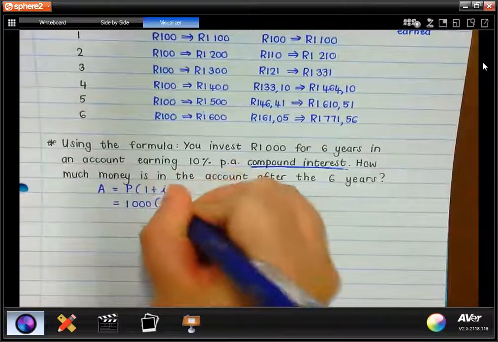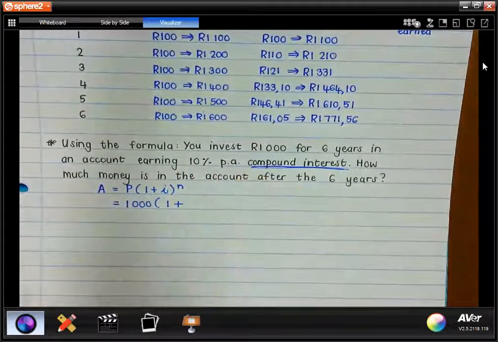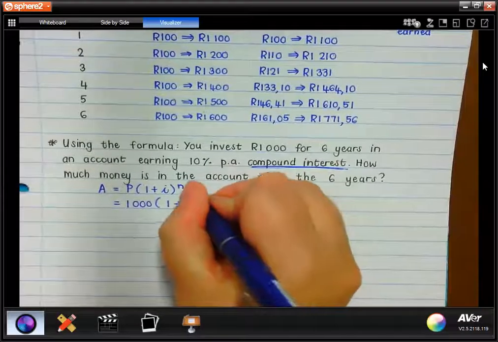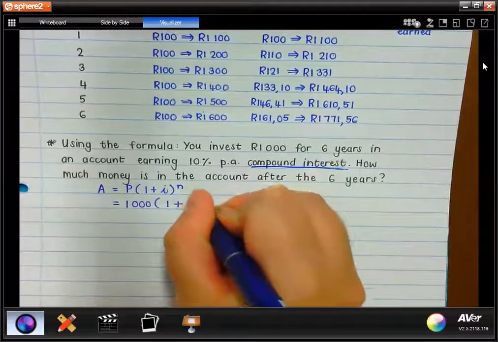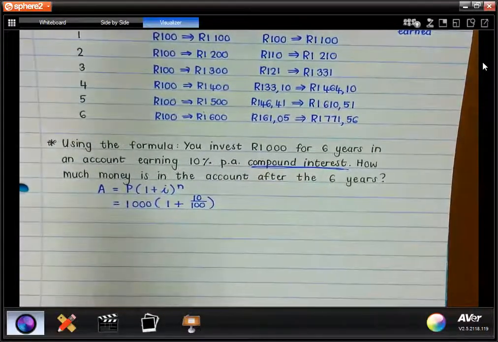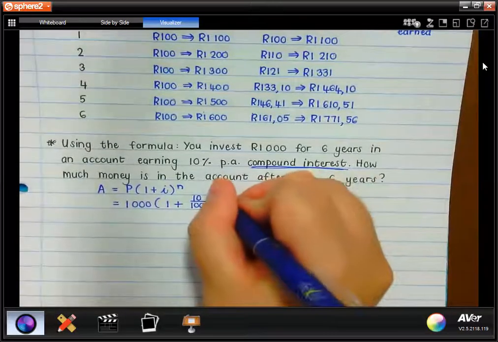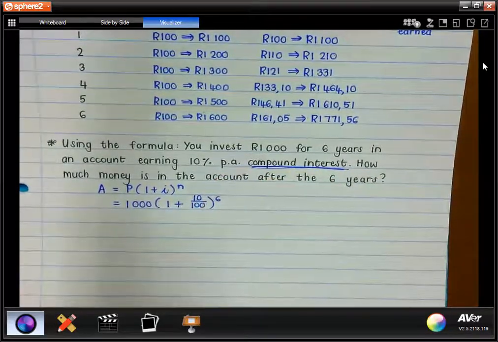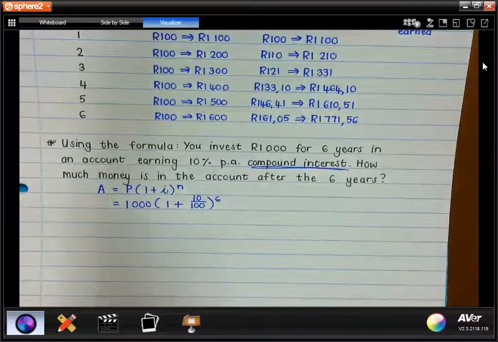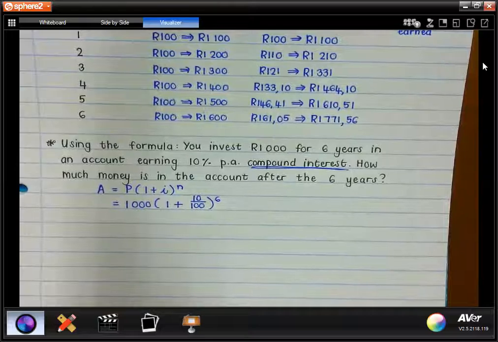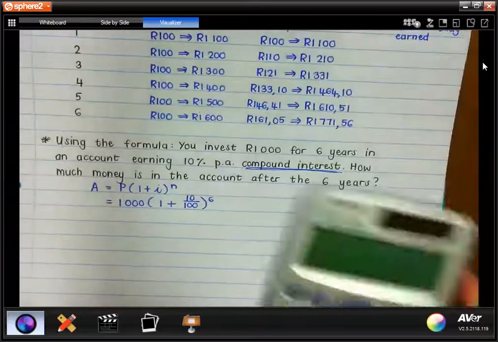1,000 bracket 1 plus. What is the interest rate? The i value is 10%, 10 over 100. Now we close our bracket. And now our n, our number of years, is our exponent. With simple interest, we would have said times 6 and then close the bracket. Okay, compound interest, we have to close the bracket, then to the power of 6.